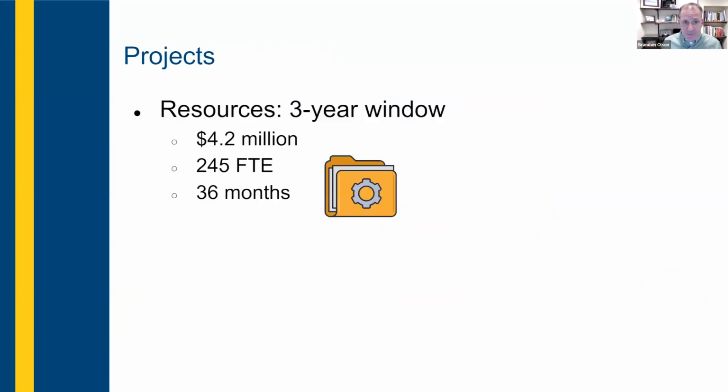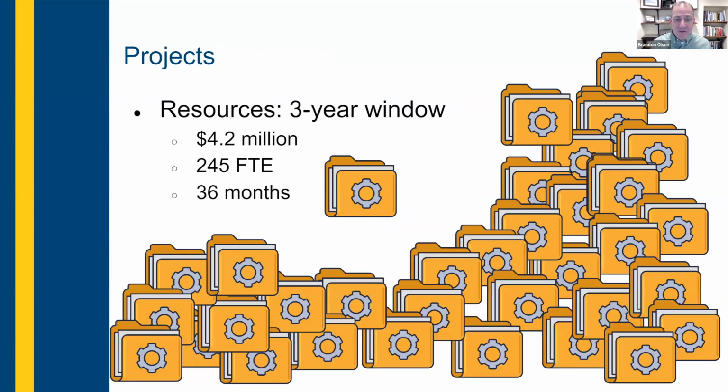So for example, if we're looking at a 3-year window, that's 36 months. If we have $4.2 million to invest and up to 245 FTEs that can work on these projects, that's really the resources that we have available in that 3-year window to put towards our projects. But we have a lot of project opportunities out there.